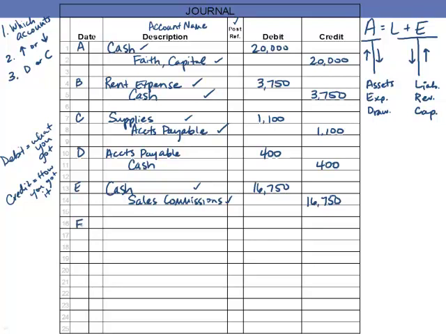And you've probably noticed that I put the debit first in each of these and the credit second. Kind of indented a little bit. Makes it easier to read.